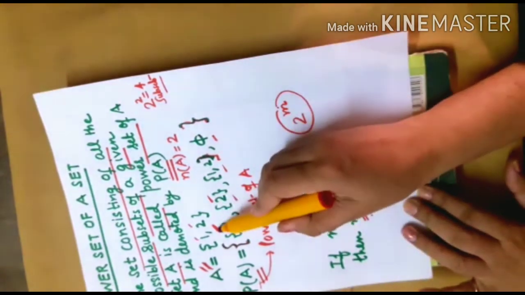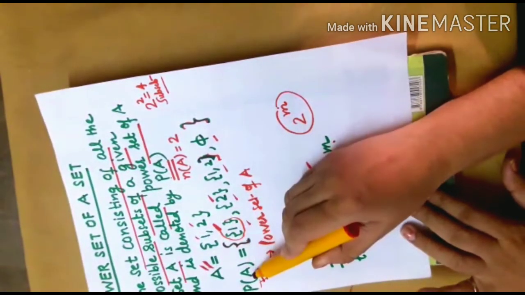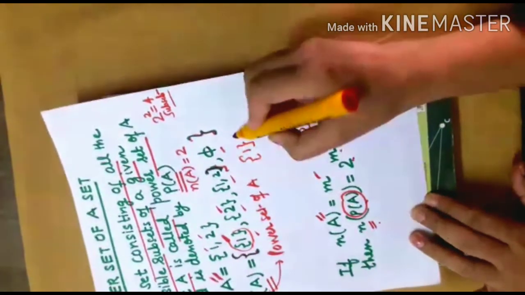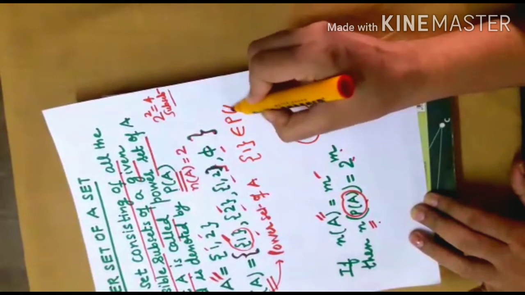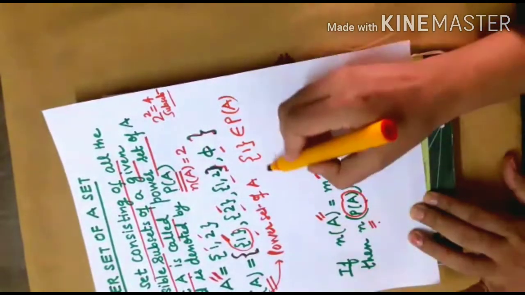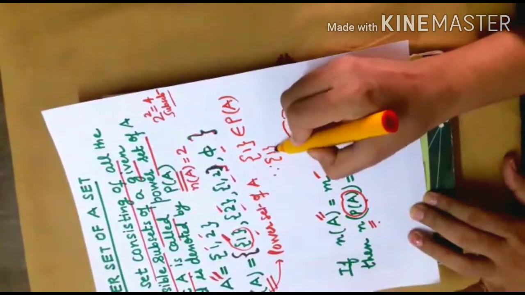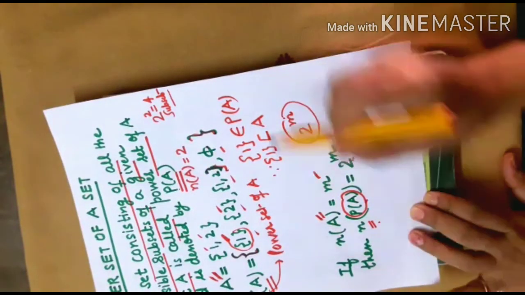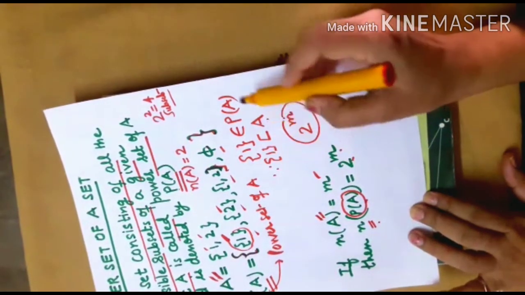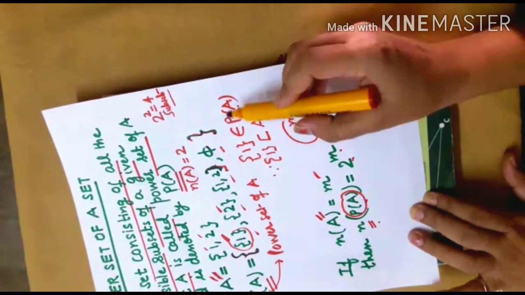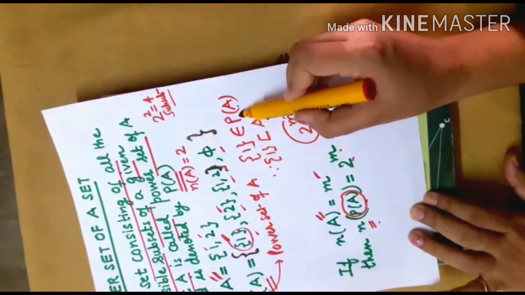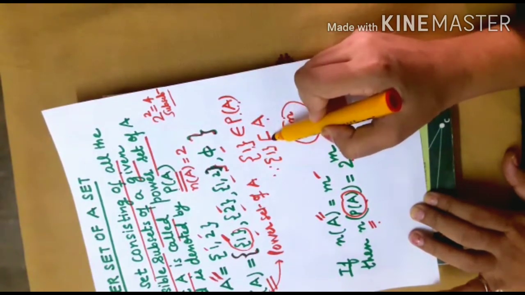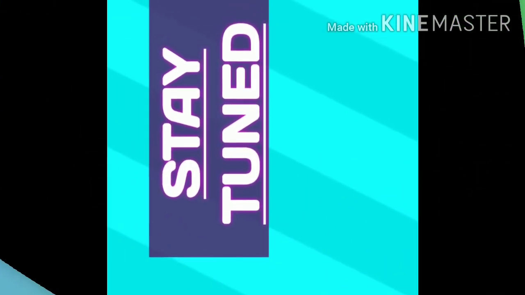Now here, this set is an element of the power set. So I'll write this belongs to the power set of A because this is a subset of A. All possible subsets of A belong to the power set. So if any set belongs to the power set of A, that means that set has to be a subset of A.